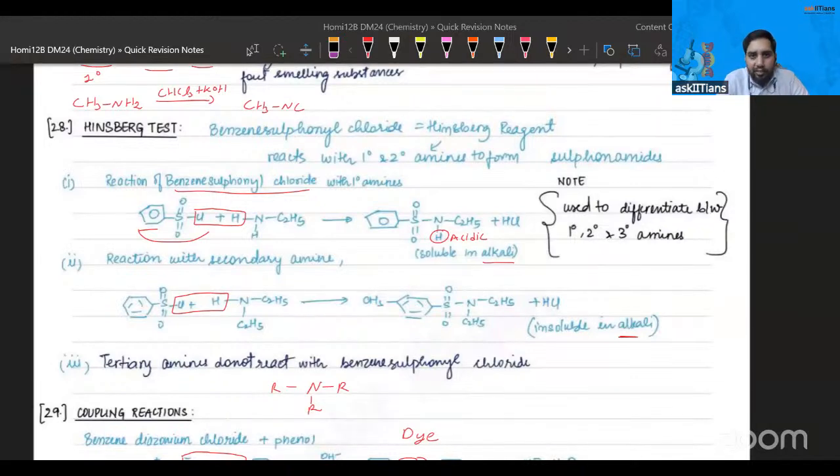Yeah, I will share you this PDF. Sure. No, it won't work with ketones. Tollens' test is not going to work with ketones.